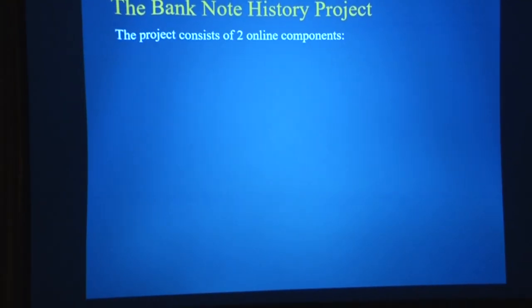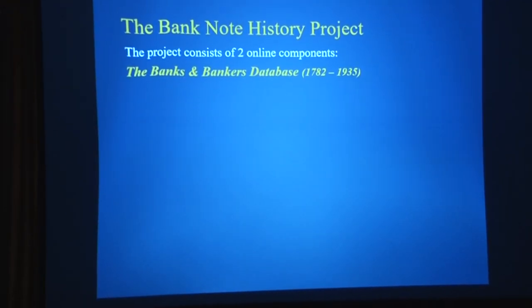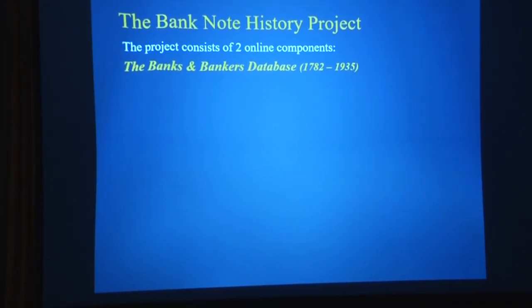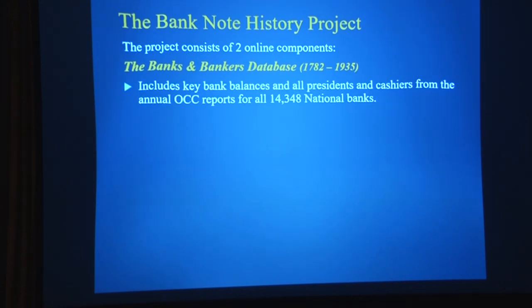All right, the project consists of two online components. The first is the Bank and Bankers database, covering the full period through the obsolete and the national banknote eras. It includes key bank balances and all the presidents and cashiers from the annual OCC reports for all the national banks chartered between 1863 and 1935.